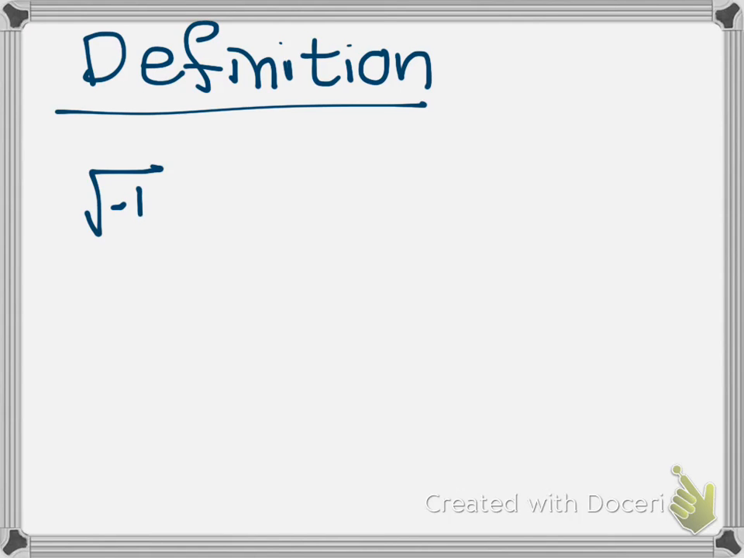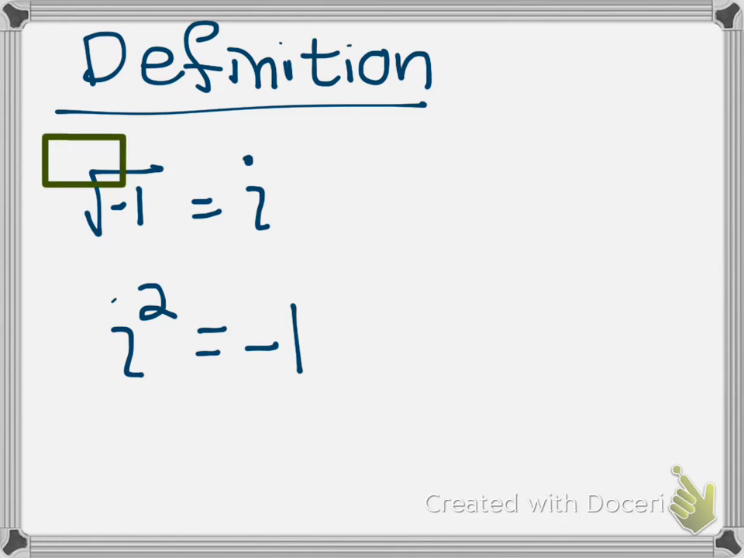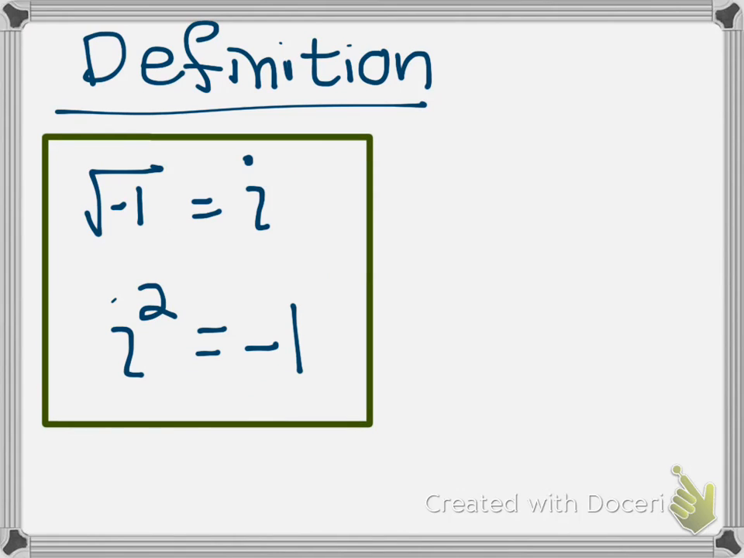The square root of -1 is defined to be the letter i. That's by definition. Another thing we have is that i squared is defined to be -1. Those are the main things you have to keep in mind. That right there is what we need to know leaving this class. So that's the definition.